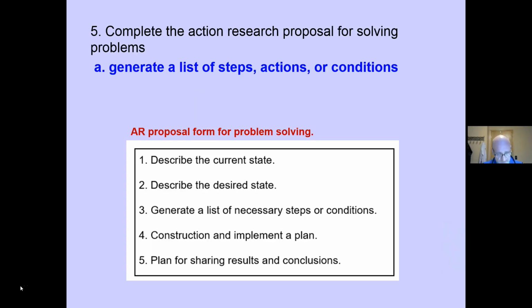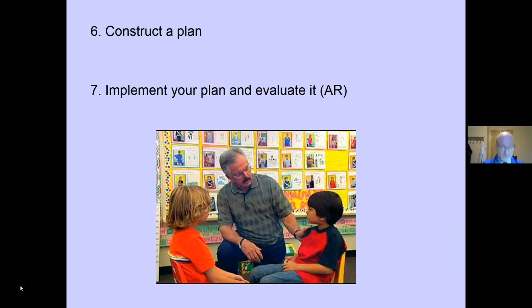Step 5, complete an action research proposal form for solving problems. And here you generate a list of steps or conditions to get from point A to point B. The current state, the desired state, the list of steps or conditions that need to get there. Now, a proposal for problem solving, if we're using this for professional development, these kinds of things are usually submitted to a principal or administrator to get approval for these. If you're taking a college course, the course would be your professor.